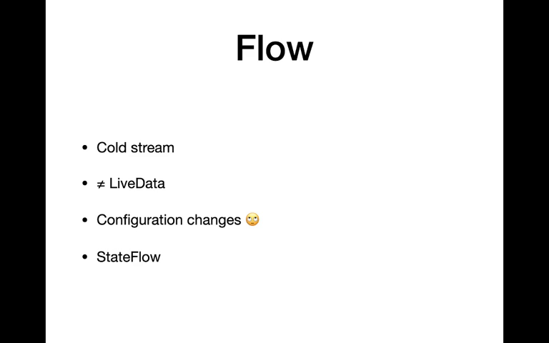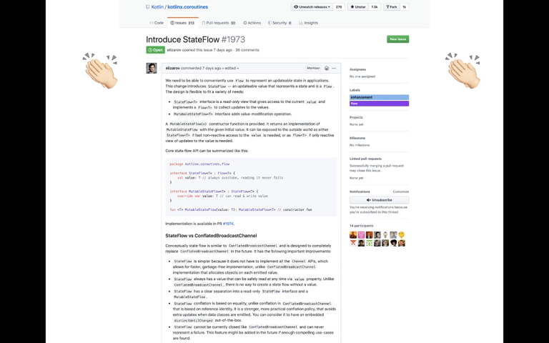So the problem with Flow is whenever the configuration changes, let's say you have an API call inside Flow, you have to make the API call again. This is why we have StateFlow. StateFlow has been introduced quite recently, I think at most one month ago. So we can safely replace LiveData with StateFlow, but not actually Flow, because it doesn't have the latest value inside.